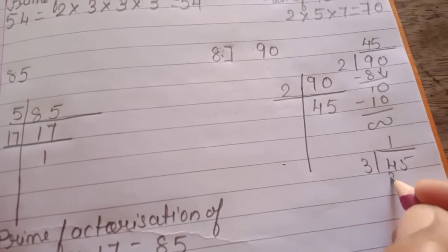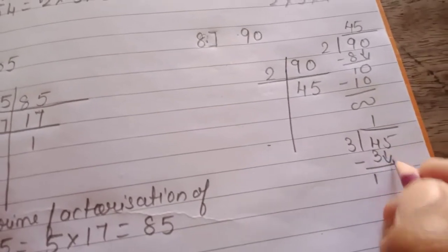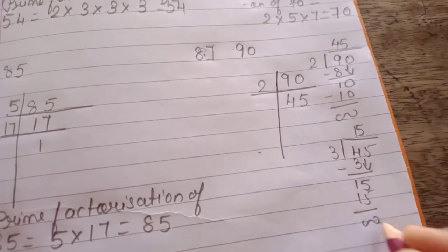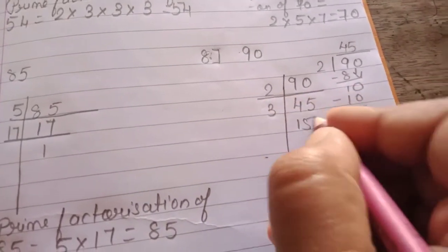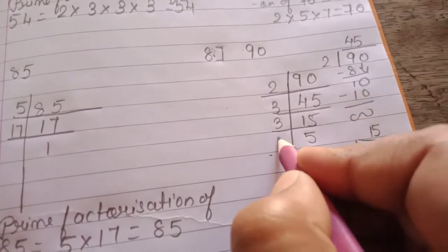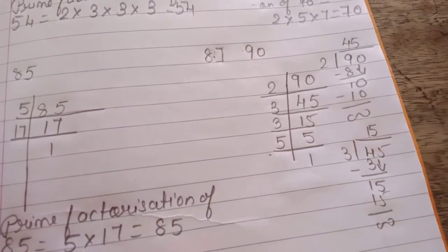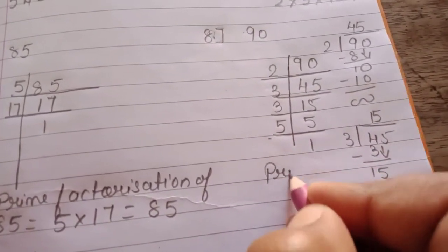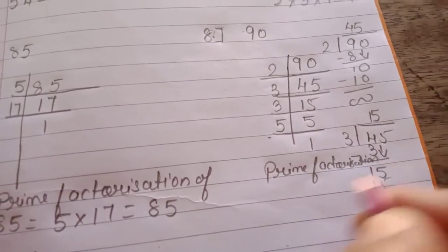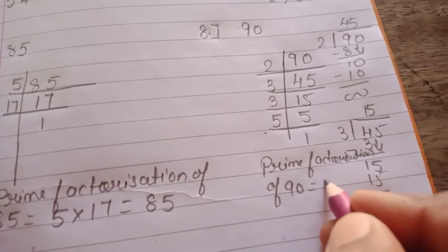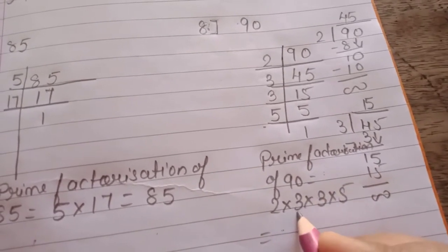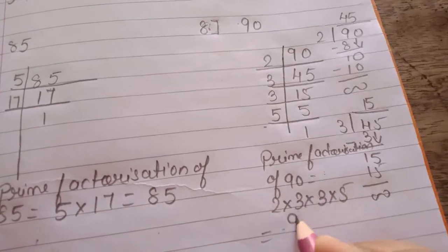So 3 1s are 3. 4 minus 3, 1. We will carry down this 5. It will become 15. So 3 5s are 15. So 3 15s are 45. Now again in 3 table 15 will come. Yes, 3 5s are 15. Now 5 is there. 5 1s are 5. So prime factorization of 90 equal to 2 multiply by 3 multiply by 3 multiply by 5. So 2 3s are 6, 6 3s are 18, 18 5s are 90.